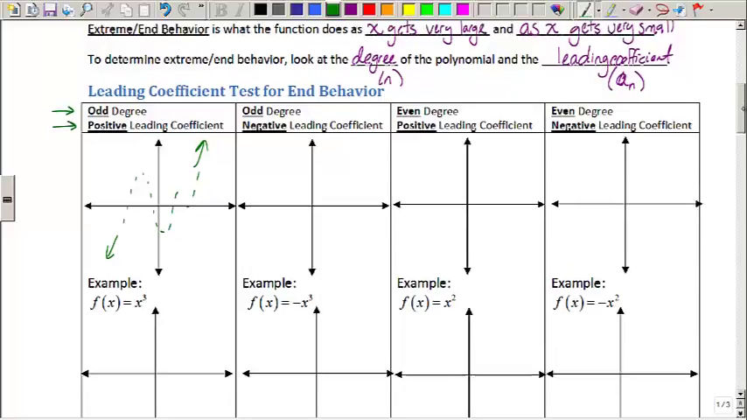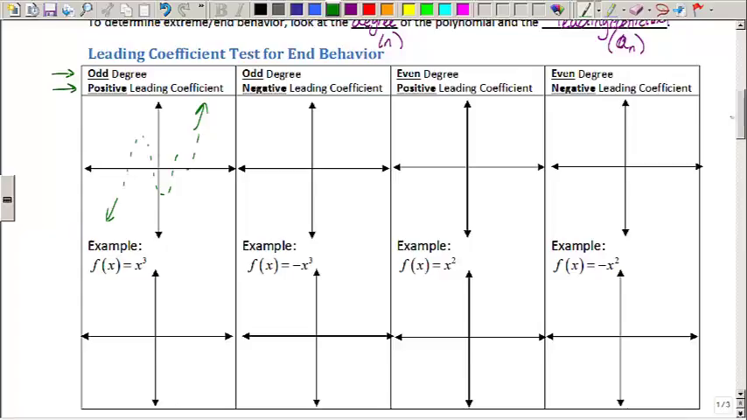An example of that would be f of x equals x cubed. What's my degree here? My degree is 3, and 3 is odd. My leading coefficient is 1, which is a positive leading coefficient. So we have an odd degree and a positive leading coefficient for this example. We actually already know what this looks like from previous sections.